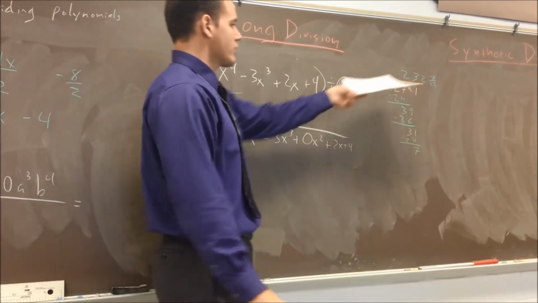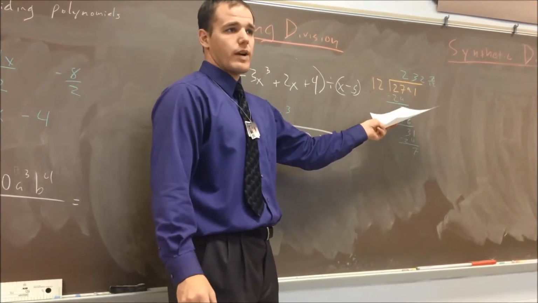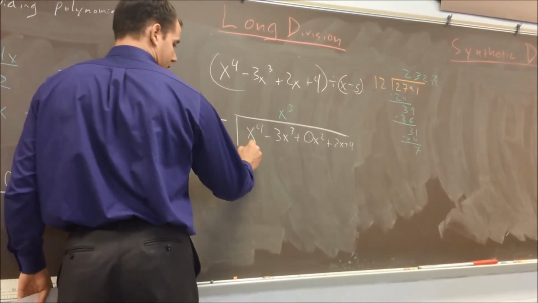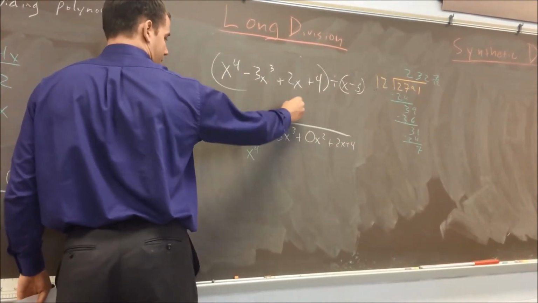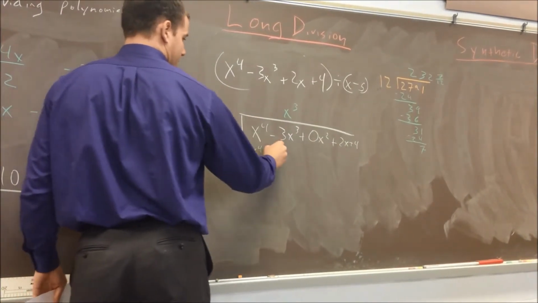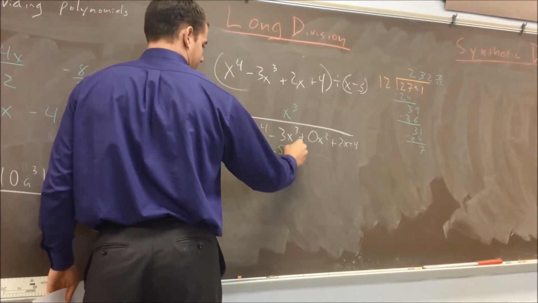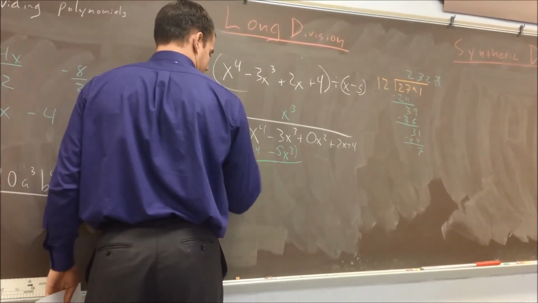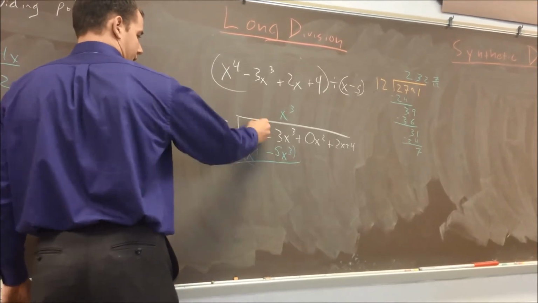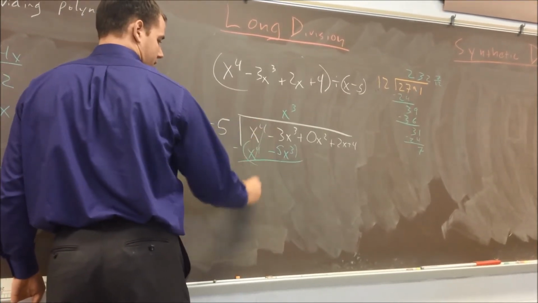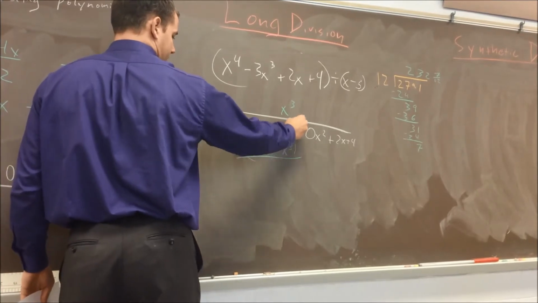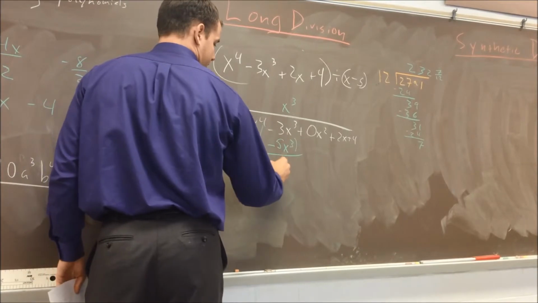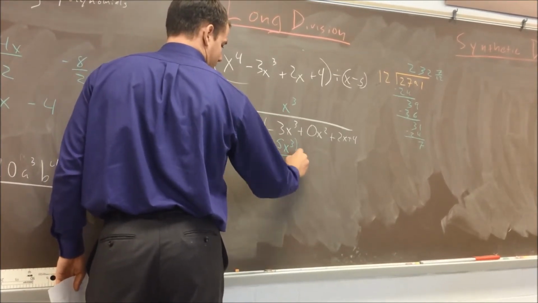And then just like over here, I took 2 times 12, gave me 24, and I subtracted it, right? X cubed times x gives me x to the 4th. X cubed times negative 5 gives me negative 5x cubed. And I'm going to subtract it. X to the 4th minus x to the 4th, those cancel. Negative 3x cubed minus negative, so we're doing the same plus, 5x cubed gives me 2x to the 3rd.